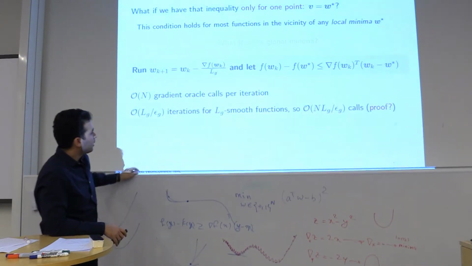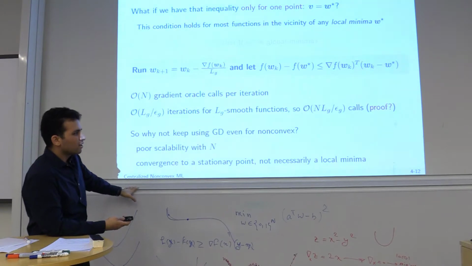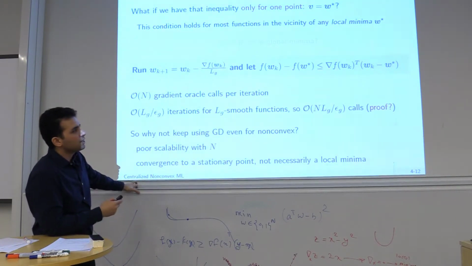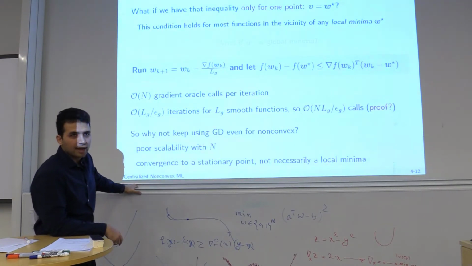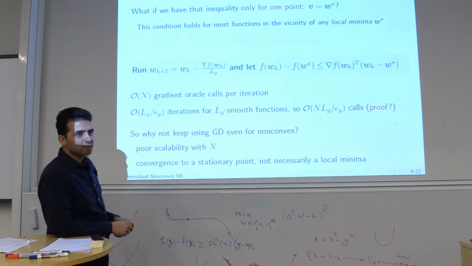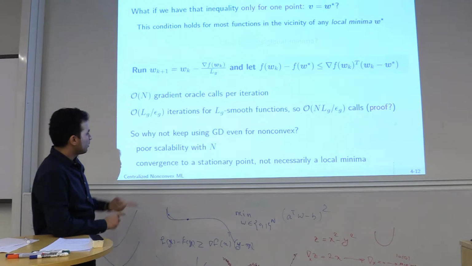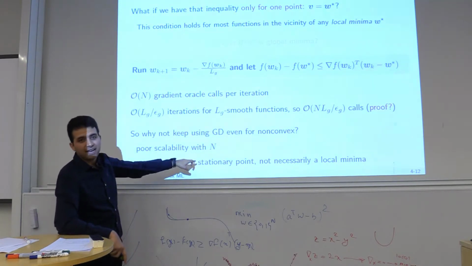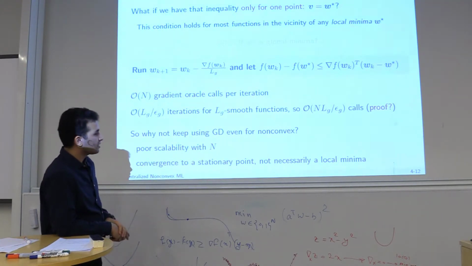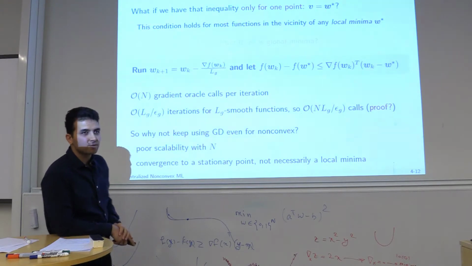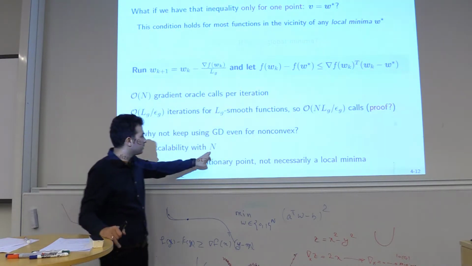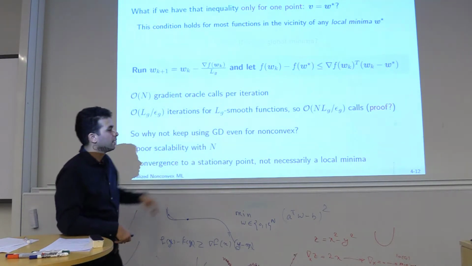Okay, but why not use that for non-convex problems in general? First of all, we're going to need this structure. And for most problems, it might not be that easy to show this structure first. Second, we have very poor scalability with n. And this is not something good, because if you want to run that for a very big data set, then n really explodes, and then you cannot run that.